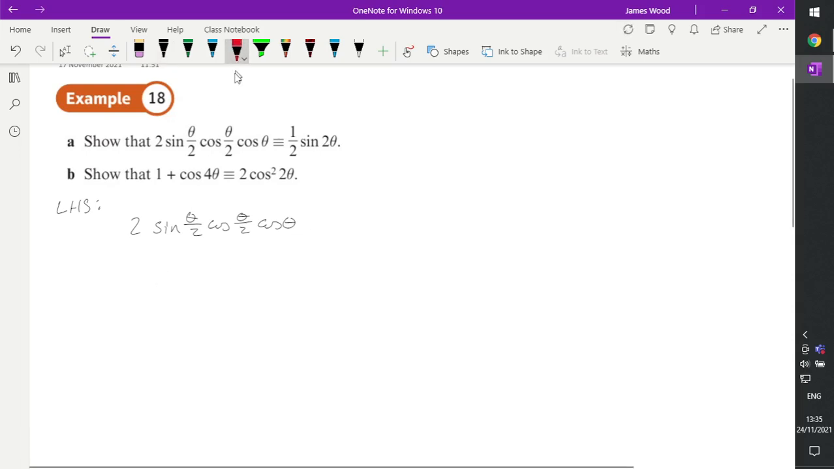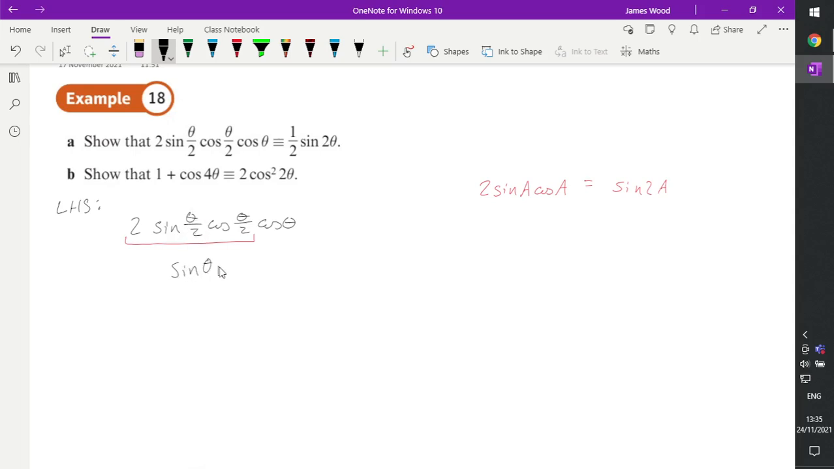Now the thing that I immediately notice here is this pattern here, 2 sine something cos something. We know that 2 sine A cos A is the same as sine 2A. That's one of the double angle formulae. Here it's just that A has been replaced with theta over 2. So this here I could actually replace with just sine, and then it's double this angle here. So it's just going to be sine theta.